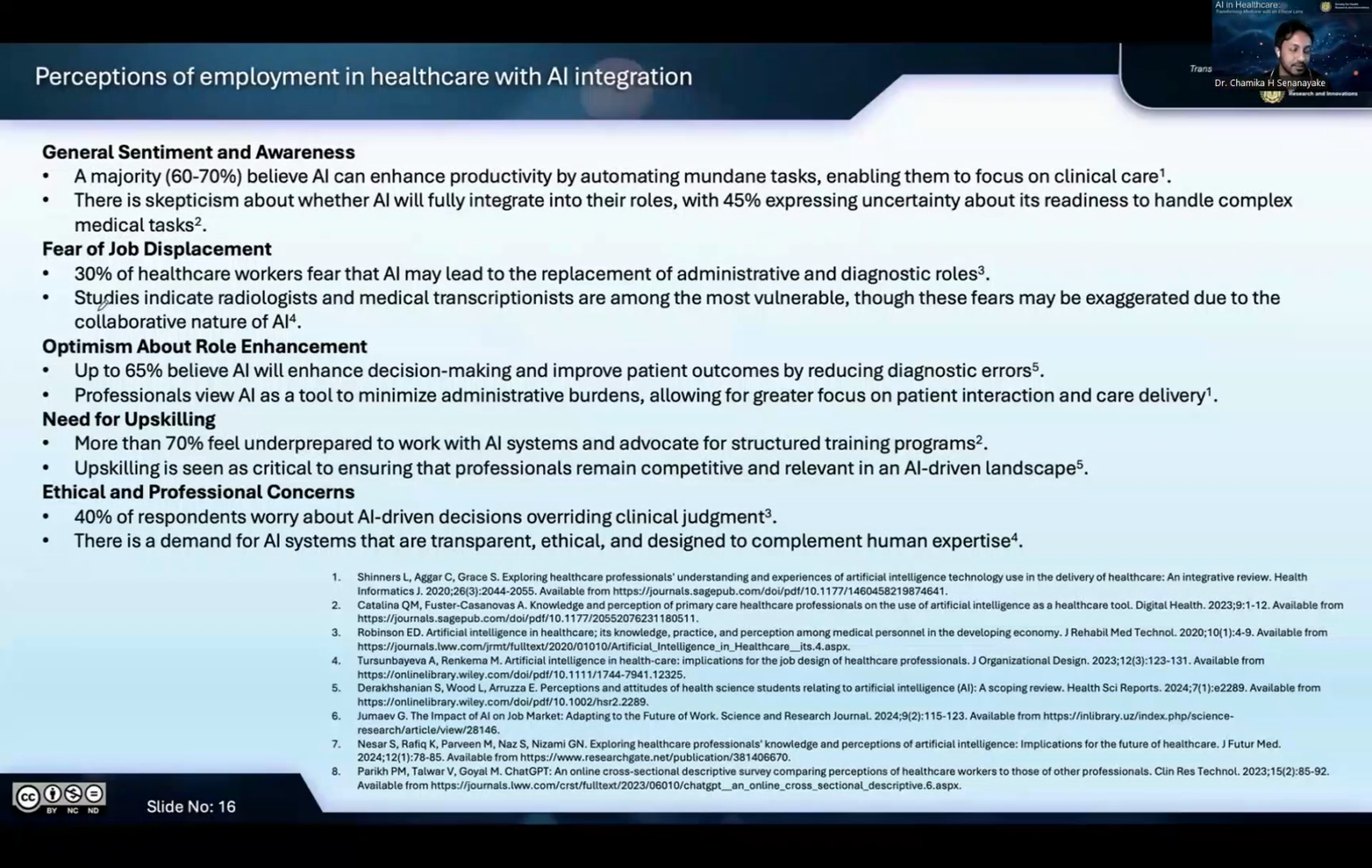For example, studies indicate that radiologists and medical transcriptionists, like all the clerical work, are among the most vulnerable, although these fears may be exaggerated due to the collaborative nature of AI. As for optimism about role enhancement, 65% believe that AI will enhance decision making and improve patient outcomes by reducing diagnostic errors. Professionals should view AI as a tool to minimize their administrative burden, allowing greater focus on patient clinical activities.